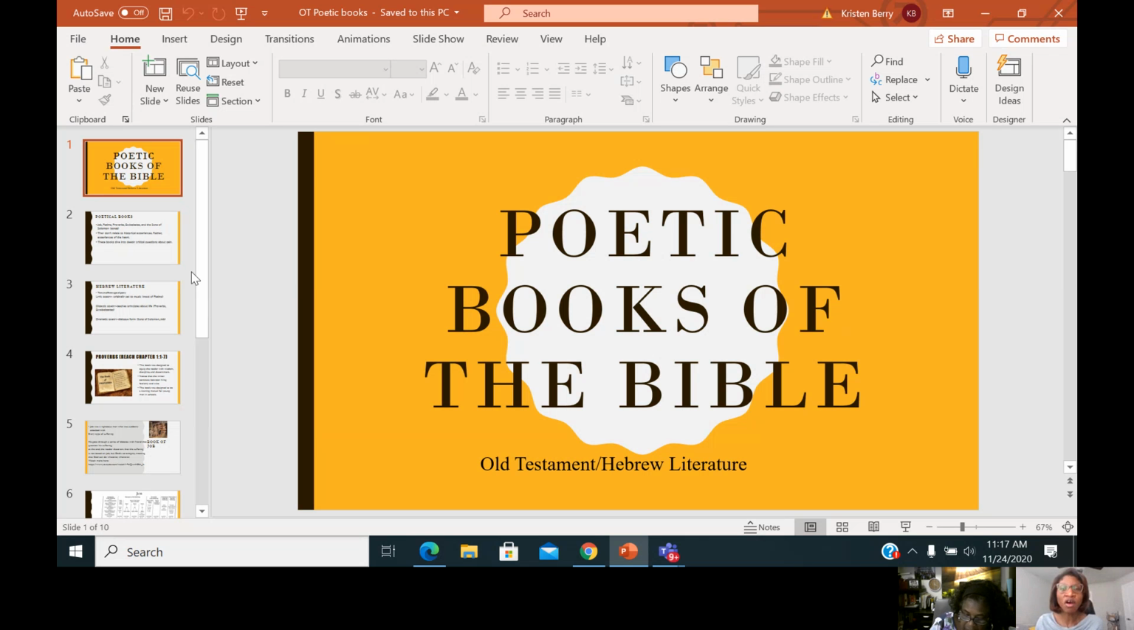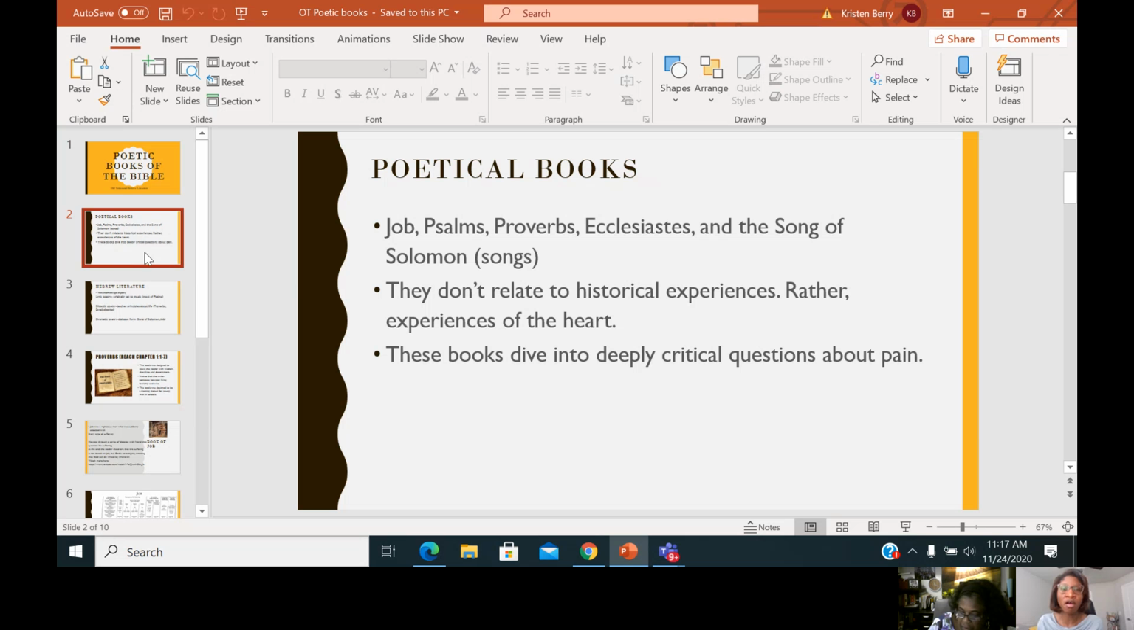All right. So we're going to talk about the poetic books, and there are a few categories that I want you guys to see. The poetic books or poetical books are Job, Psalms, the book of Proverbs, Ecclesiastes, and Song of Solomon. And sometimes you may see it in some Bibles, it says Song of Songs. Okay, so once again, that's Job, Psalms, Proverbs, Ecclesiastes, and Song of Solomon. And in some areas, it's Song of Songs.